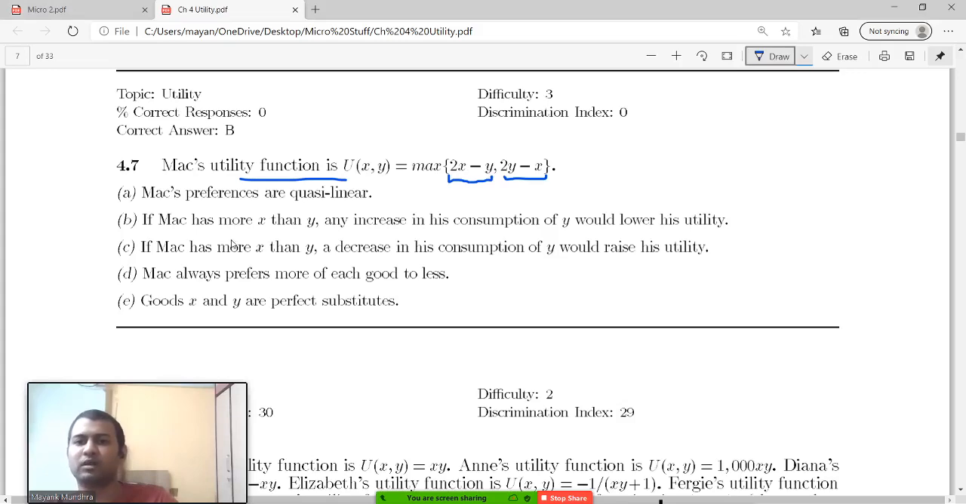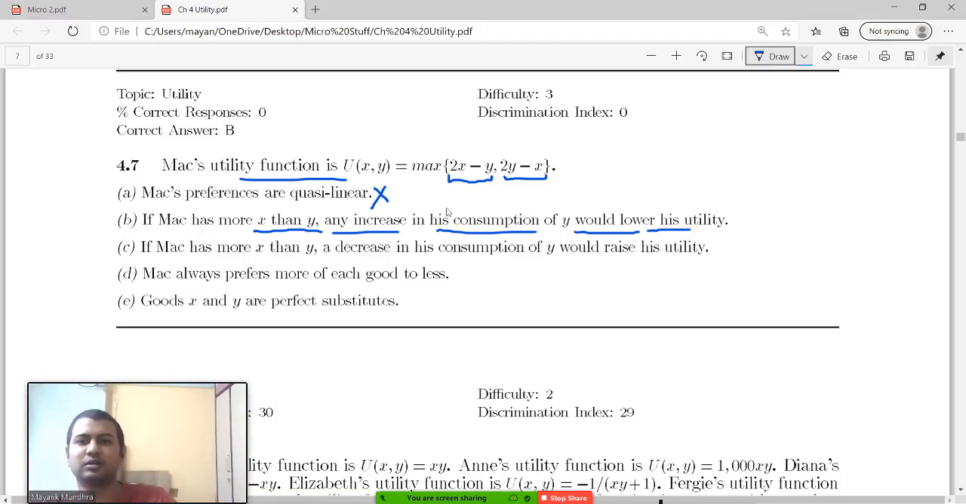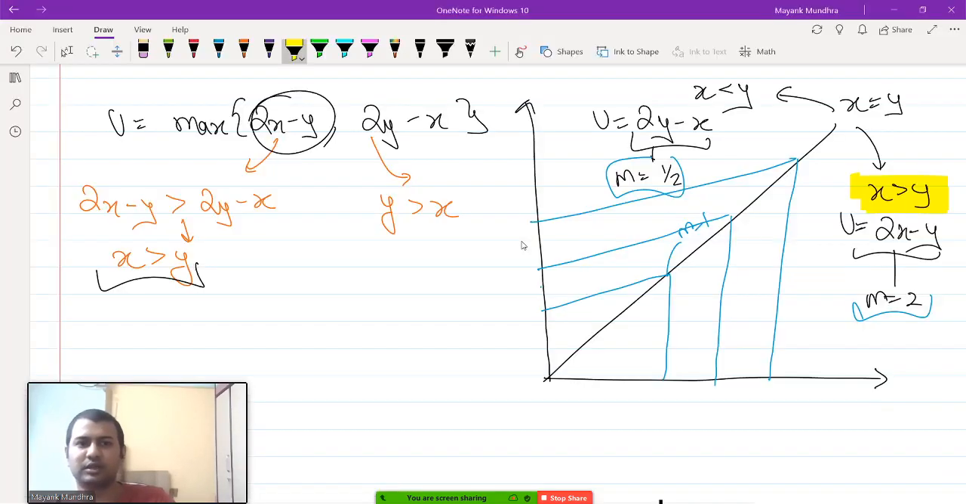Now options. Max's preferences are quasi-linear. That is not true. They are linear. If Max has more X than Y, then any increase in his consumption of Y would lower his utility. If he has more X than Y, so he's talking about this situation, then any increase in his consumption of Y would lower his utility.